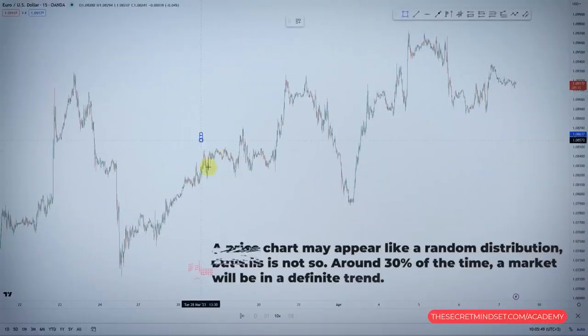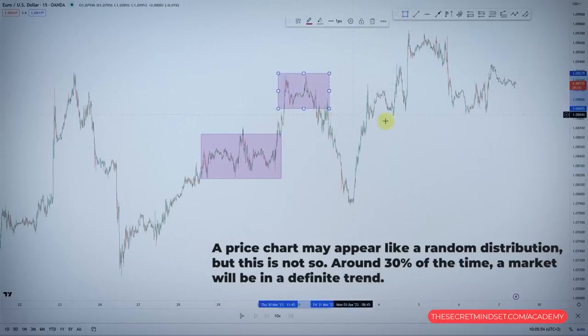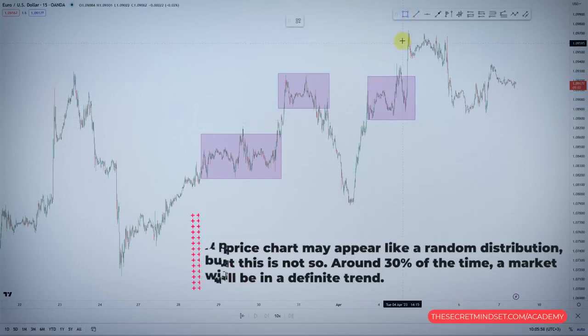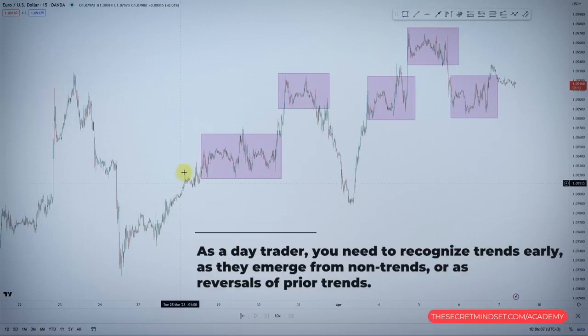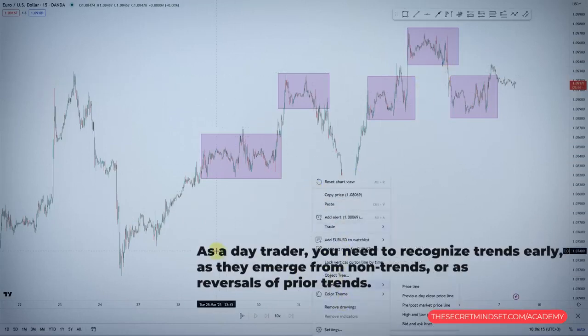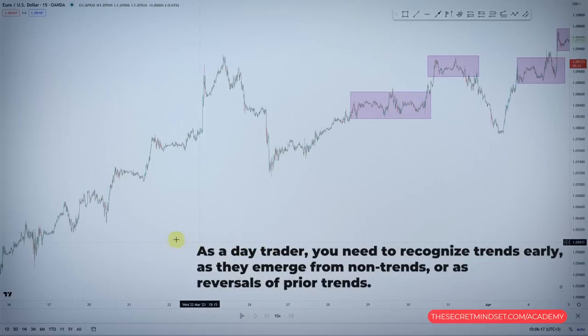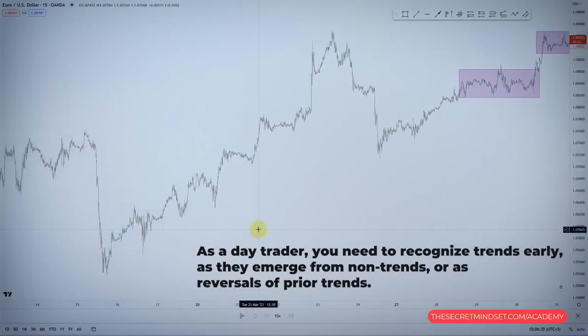The price chart of any market may appear like a random distribution, but this is not so. Recent studies show that around 30% of the time, a market will be in a definite trend. The rest of the time, price will trade more or less in a sideways range. Your job is to recognize trends early, as they emerge from non-trends or as reversals of prior trends. So first, you must know the basics of market structure and how to find trends on any market.